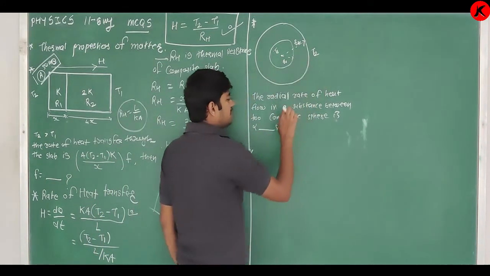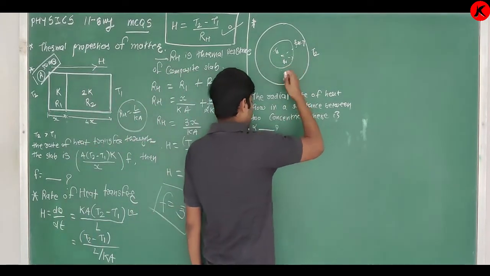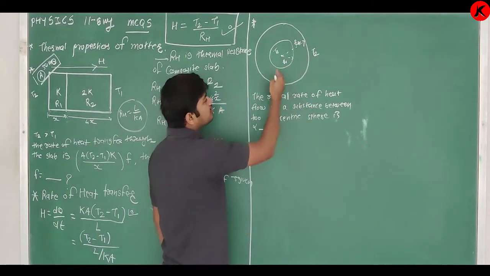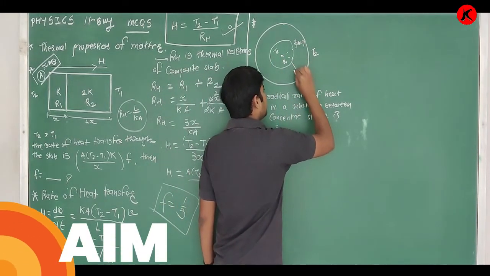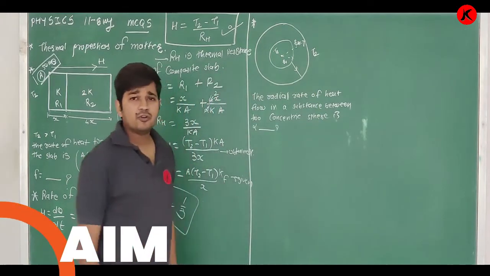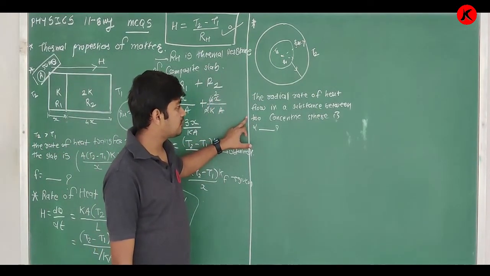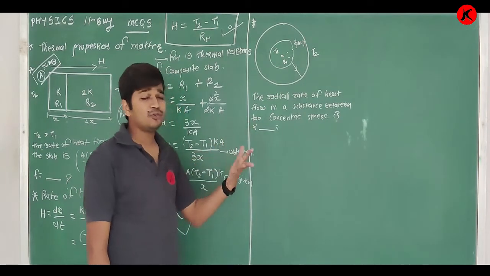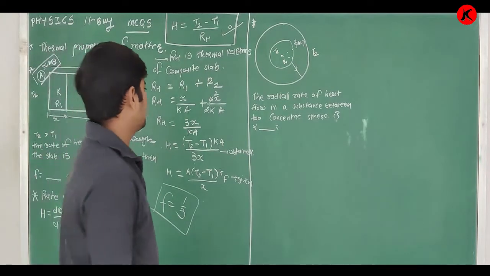Due to the temperature difference, heat will flow from higher temperature to lower temperature. Suppose I am assuming that T1 is the higher temperature. So heat will flow in the radial direction, in this direction. Your question is, what is the radial rate of heat flow in the substance between two concentric spheres, and it is proportional to which quantities?